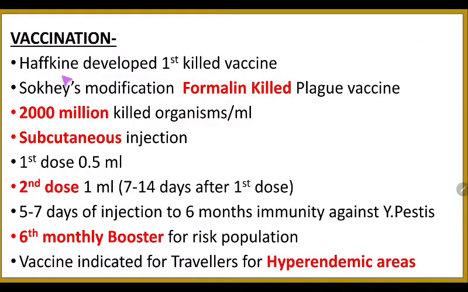Coming to vaccination, Haffkine developed the first vaccine, a killed vaccine of plague. Then Sokhey modified it into a formalin killed plague vaccine. It has 2000 million killed organisms per ml. It is given as a subcutaneous injection, 2 doses, and immunity develops 5 to 6 days after injection. A booster after 6 months should be given only for the risk population, like geologists, healthcare workers, and so on. The vaccine is indicated for travelers traveling to hyper-endemic areas with plague infection.